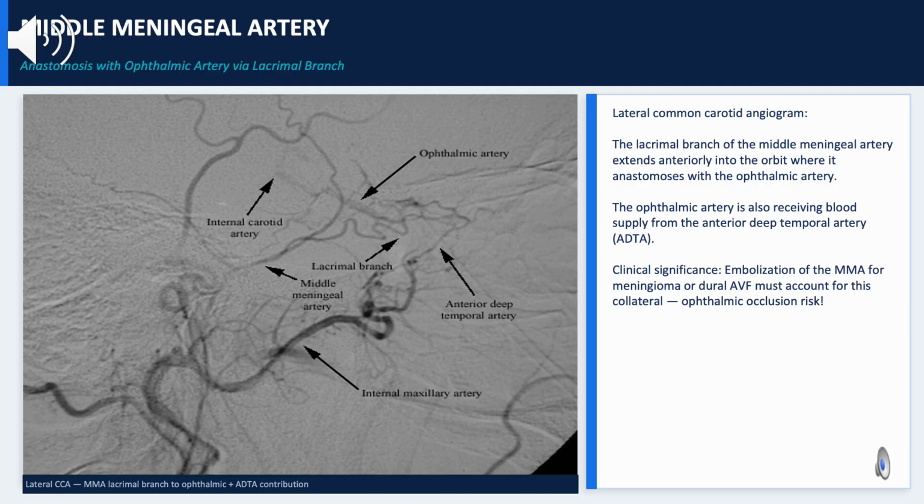The clinical implication is direct. Liquid embolic agents, particles or coils placed in the proximal MMA can reflux or migrate through this connection into the ophthalmic artery, causing central retinal artery occlusion and permanent blindness. This connection must be evaluated on every lateral ECA angiogram before meningioma or dural AVF embolization.